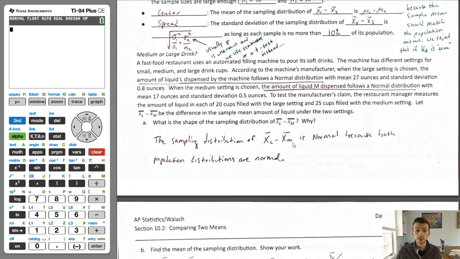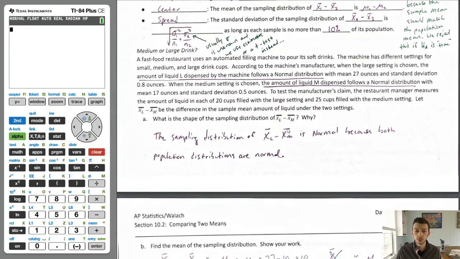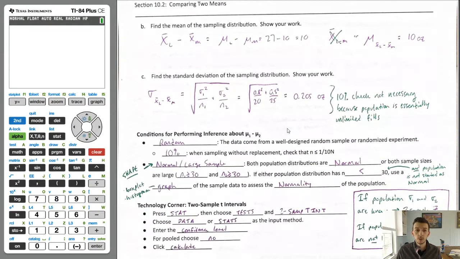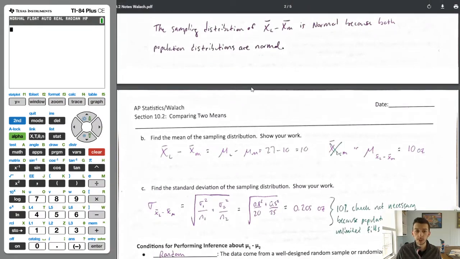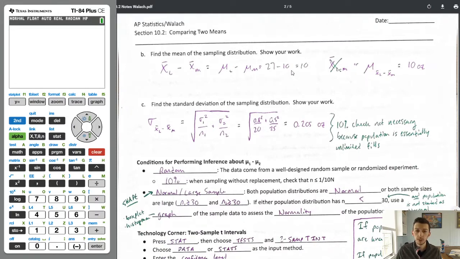So this example here, hopefully you've already read it and you already answered the question, but basically the reason that we know the shape of the sampling distribution here is because each individual sampling distribution of both the large cups and, I believe, the medium cups, are said to be normal in the original premise. So you don't have to do anything else to know if this sampling distribution would be normal or not. So if you're finding the mean, you can subtract either way, large minus medium, medium minus large. They've defined it as large minus medium. So that's what we're going to do, which is why the large is 10 ounces more than the medium.